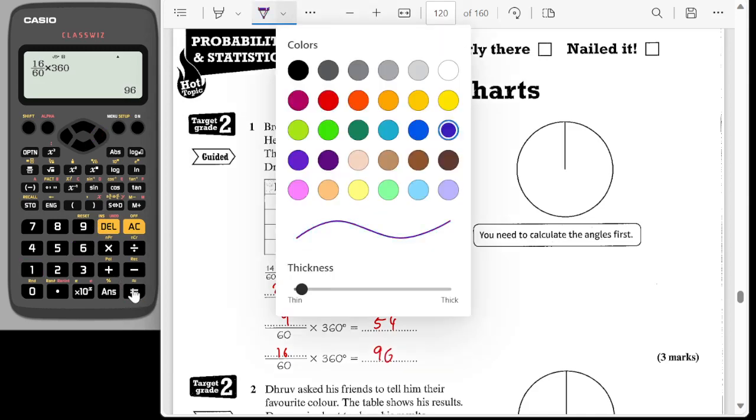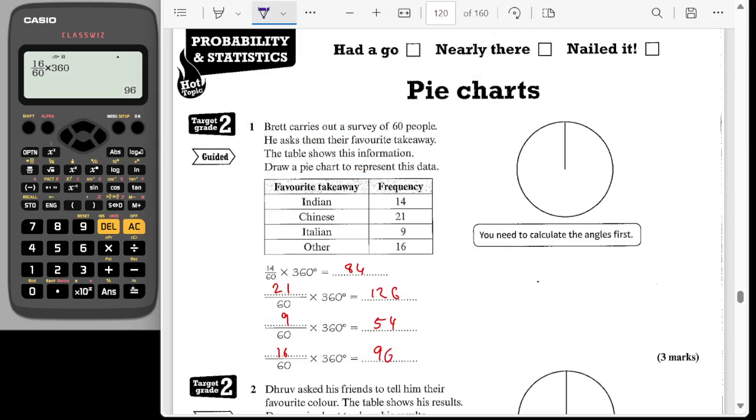I tend to start with working out how much each frequency is going to be worth. So I do 360 divided by 60, which is 6 degrees. So each frequency will be worth 6 degrees. And then I'll just times these by 6, and I'll include it as an extra column next to my frequency. So 14 times by 6 is going to be 84. 21 times by 6 would be 126, 54, and 96. But that's just my personal preference.